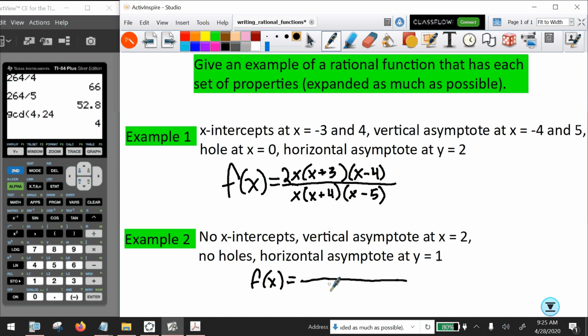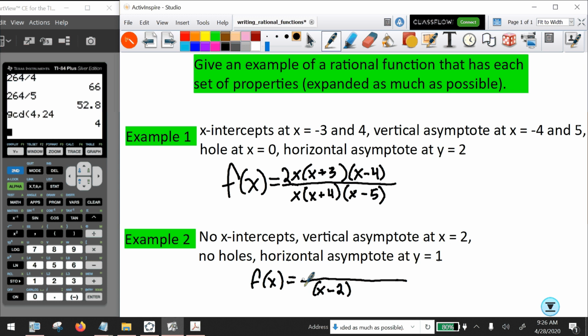There is a vertical asymptote at x equal to 2. So I'm going to achieve that vertical asymptote by using an x minus 2. That way, if I plug 2 in for x, 2 minus 2 is 0, and that would equate the denominator to 0. And there are no holes, so there are no zeros that appear in both the numerator and the denominator.